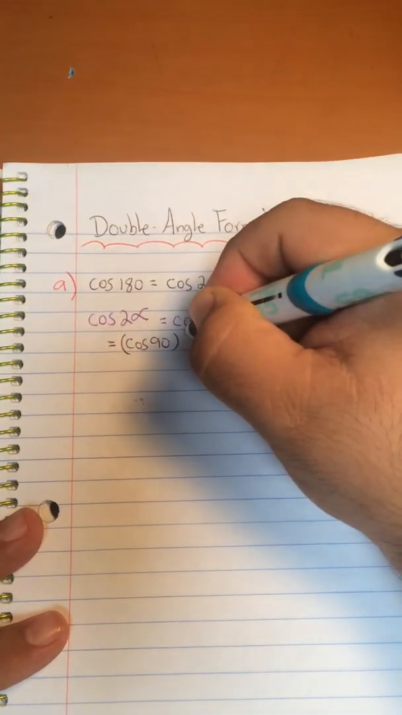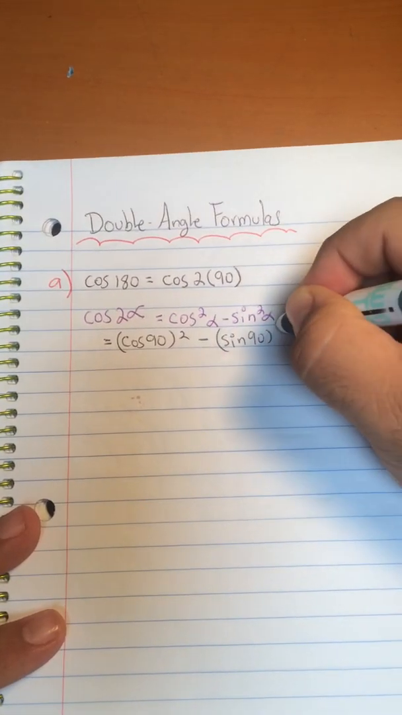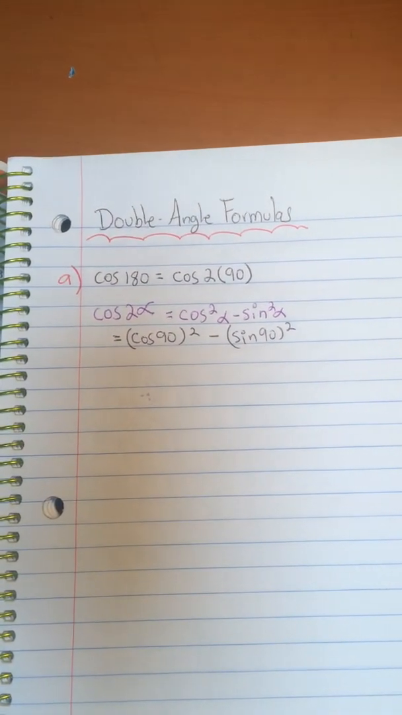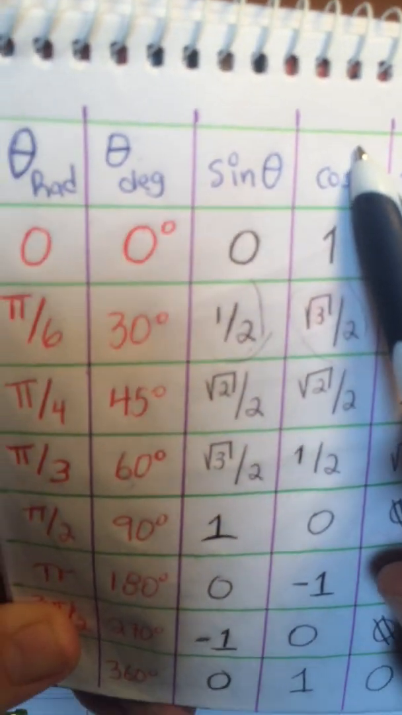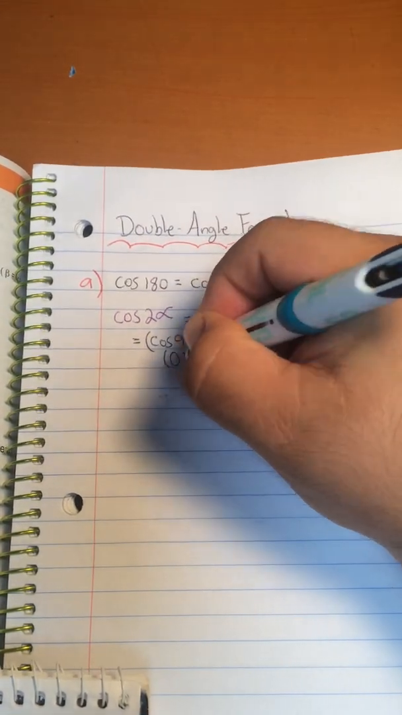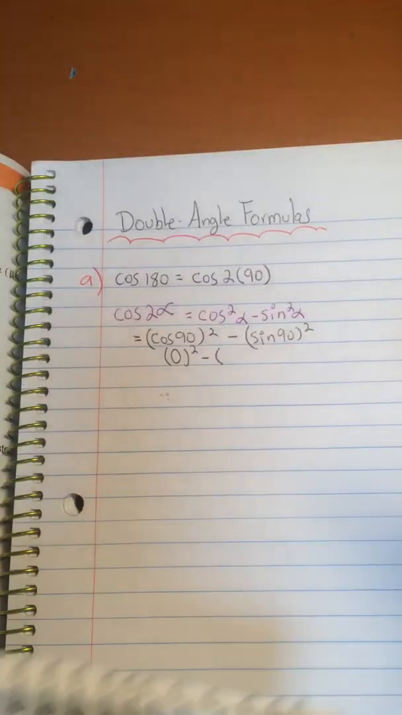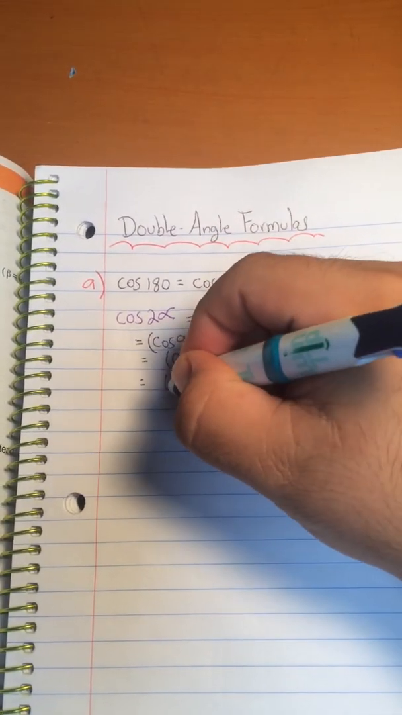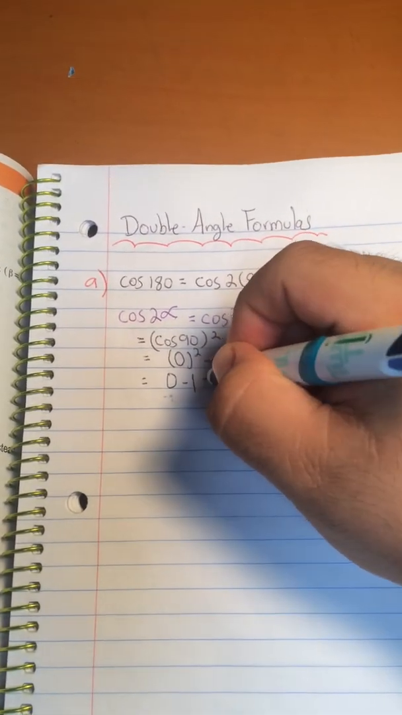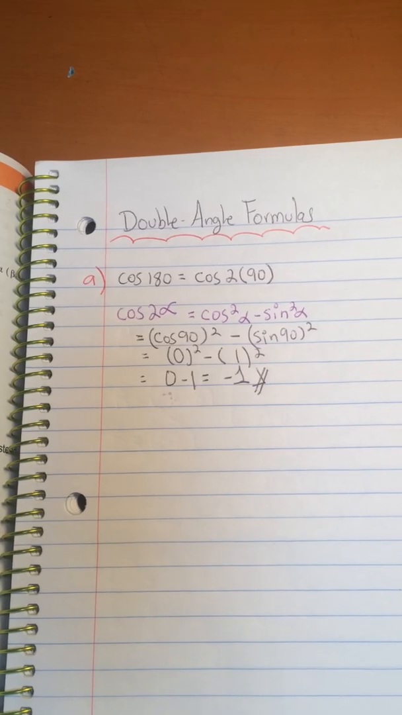We put cosine of 90 squared minus sine of 90 squared. Now, do we know cosine of 90 and sine of 90? We come to our tables. Cosine of 90 is 0, so we have 0 squared minus sine of 90, which is 1 squared. So we have 0 minus 1 squared, which is 1, and 0 minus 1 is minus 1.